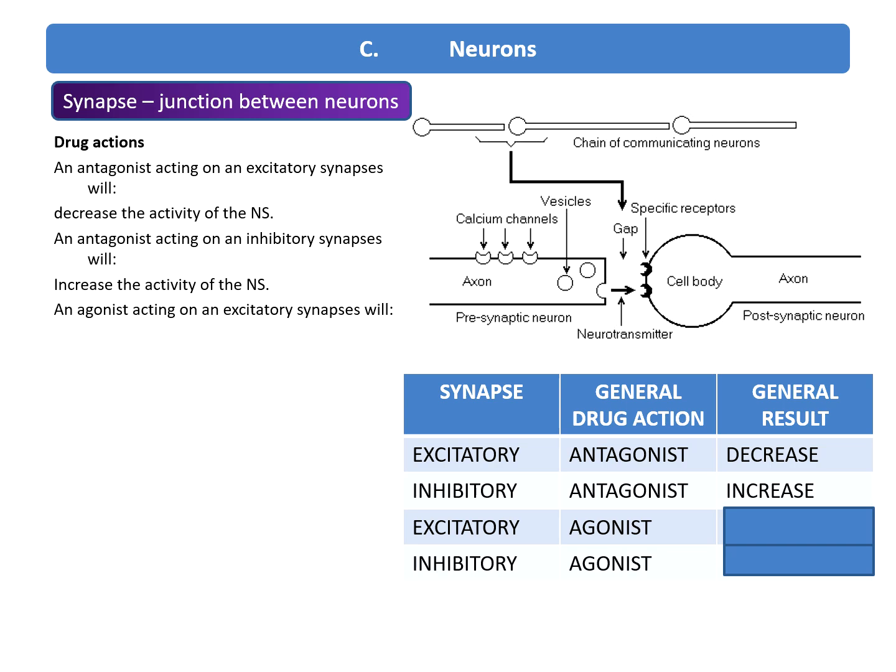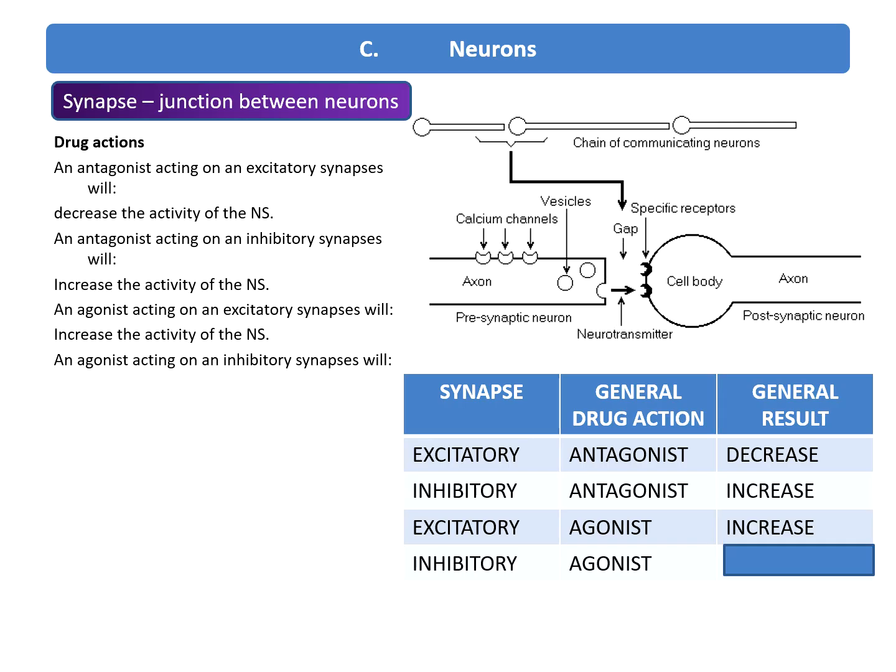An agonist acting on an excitatory synapse will increase nervous system activity. But if the agonist is acting on an inhibitory synapse, the general result is a decrease in nervous system activity.